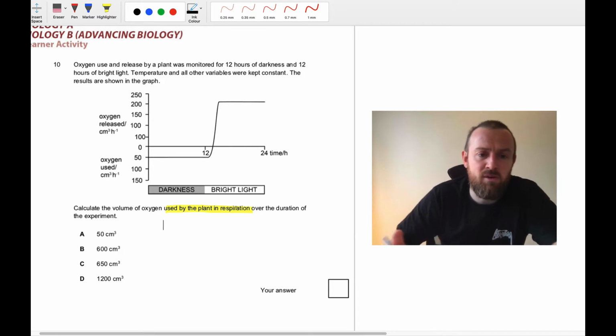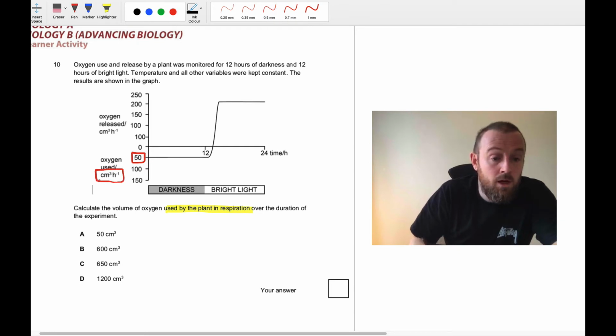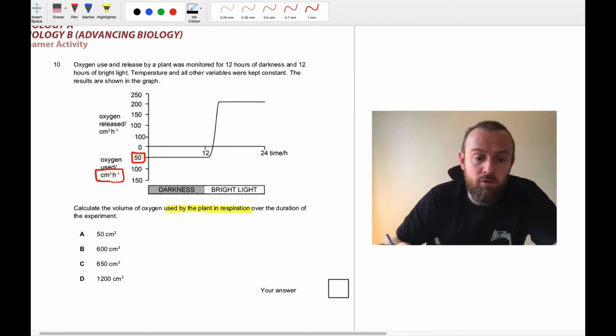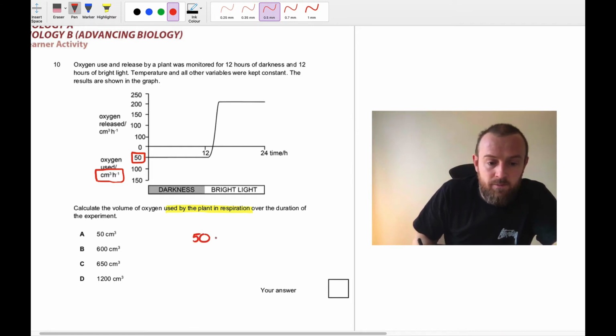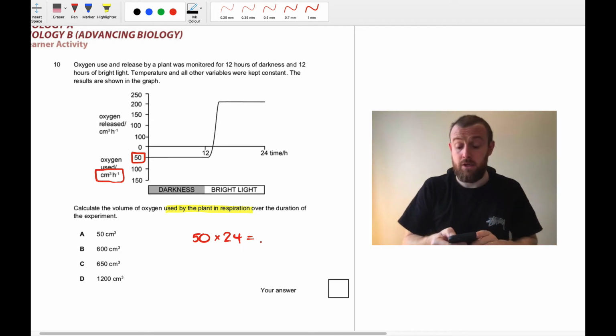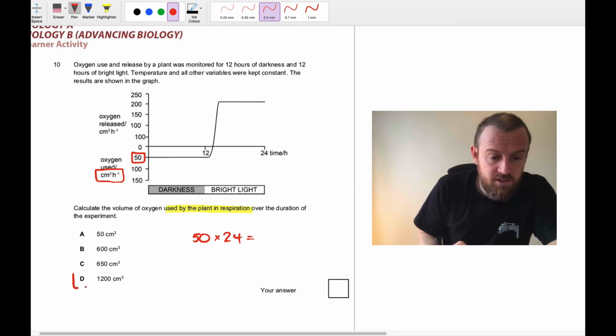Where can we find the information in the graph that is just respiration? Well, it's here, 50. When it's dark, the plant is using 50 cm cubed per hour of oxygen. That's just from respiration. There's no photosynthesis occurring. So how much would be used just from respiration over the whole 24 hours? Well, it's 50 times 24, because there are 24 hours in a day. What's 50 times 24? 1,200 cm cubed. The answer is D.